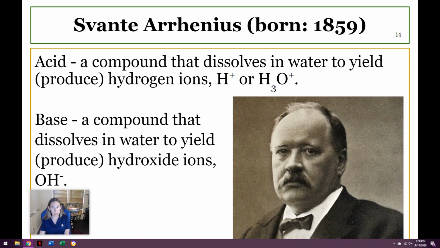Arrhenius said that a base is a compound that produces hydroxide ions when dissolved in water. For most bases, that is a great definition. But of course, our lonely little exception of ammonia, NH3, doesn't have hydroxide. So we have another definition to help us understand acids and bases.